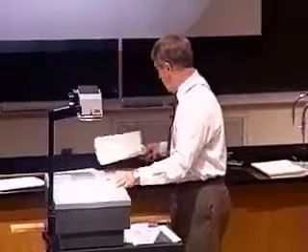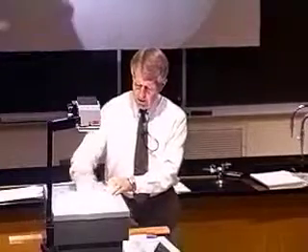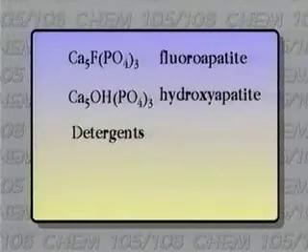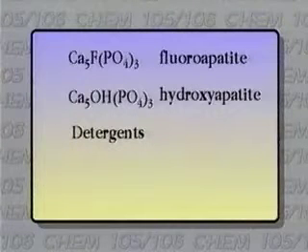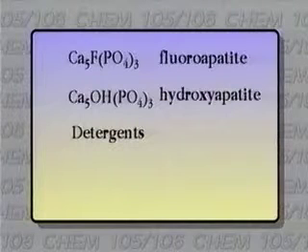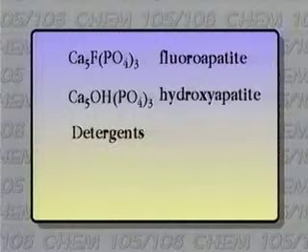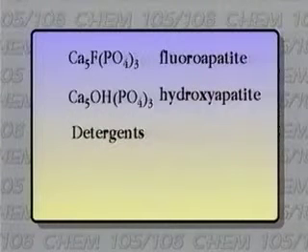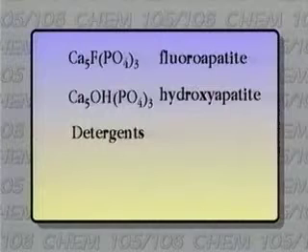Now, one of the major uses of phosphoric acid was in the production of detergents. Now, to differentiate, we have soaps, which are natural products. We have detergents, which are synthetic products. Detergents are man-made materials that act like soap.